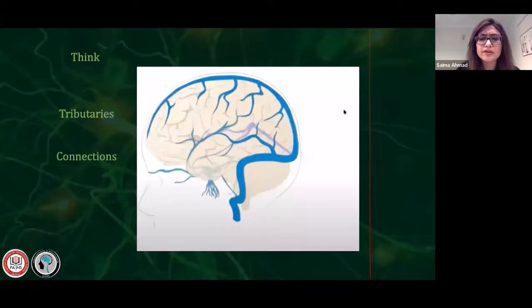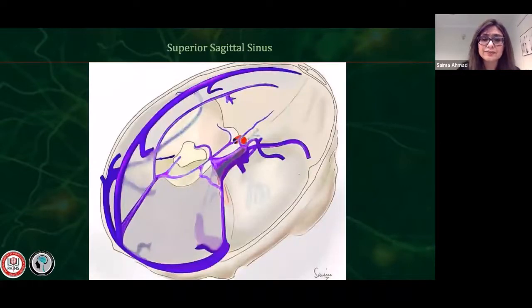So this is a very simple diagram which I made showing all 3 systems. So always think about the tributaries and the connections. I'm not so good at making these diagrams, but still I tried to make something for you. So we start with the superior sagittal sinus. The superior sagittal sinus begins from the foramen cecum, which is not visible here because it is only visible in babies, and then it goes all the way down to the torcula.